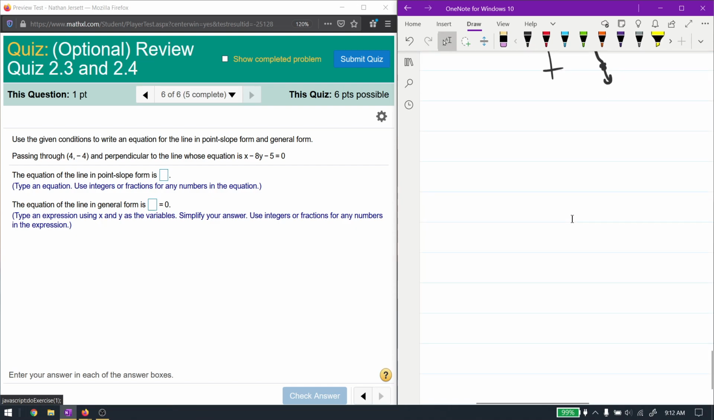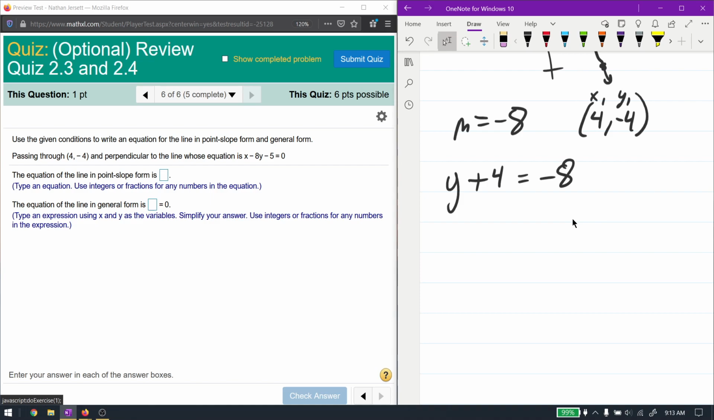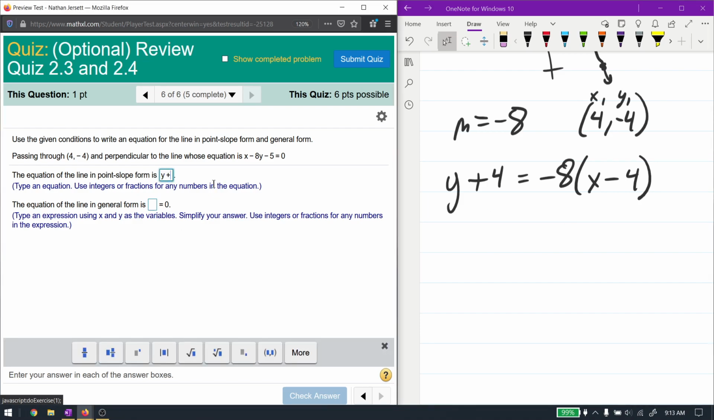Now we have a point and we have a slope. We can use the point slope formula, let's see, 4, negative 4, to find the equation. All right, point slope formula, we have x1, y1, so y minus y1. Y minus y1 is going to be y minus negative 4, so plus 4. And then x minus x1. That's our first problem there. Negative 8. X minus 4.